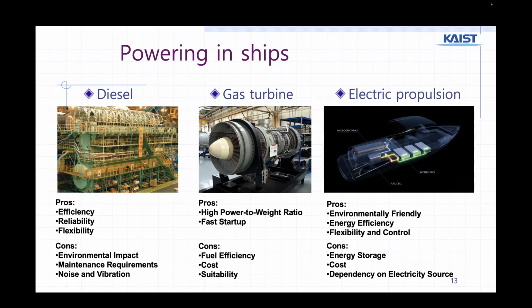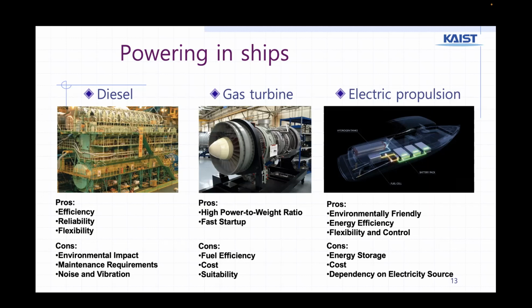The gas turbine engine provides a lot of power while being relatively lightweight, and it has a quick startup time. But its fuel efficiency is lower than diesel engines, especially at lower speeds. It is also more expensive to operate.